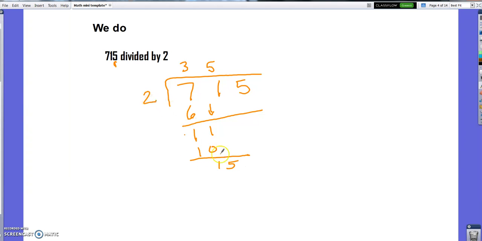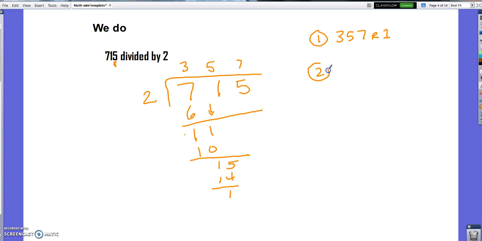And 2 times 7 is 14. And now we're to my remainder. Now we're where it gets interesting. Let's think about ways I can write this answer. So the first way, 4th grade style, I can just say, well, it's 357 with a remainder of 1.